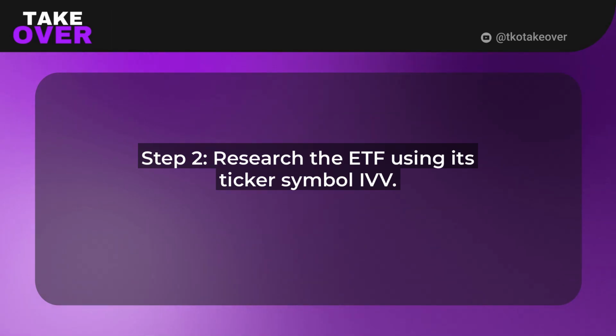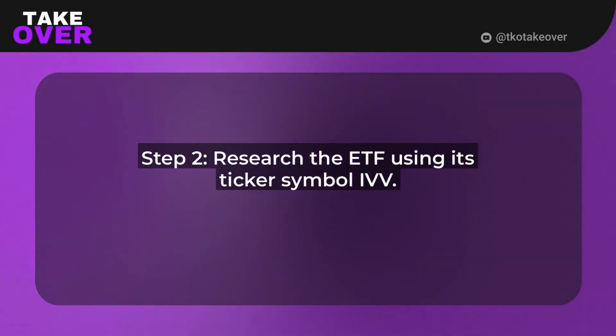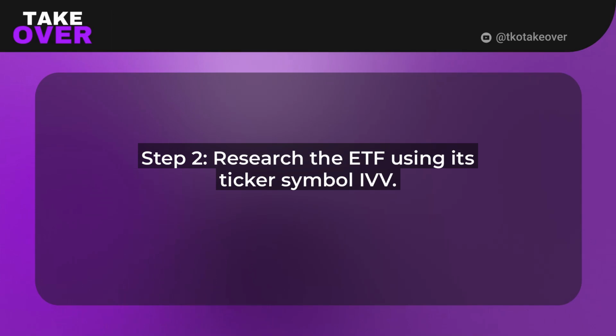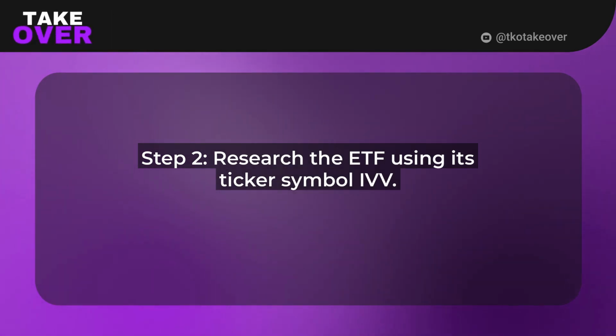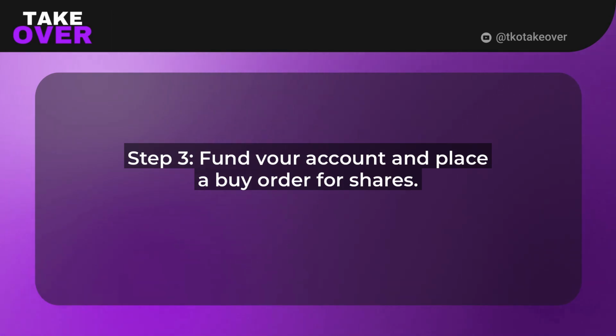Step 2. Do your research. Log into your account and search for the Ishares S&P 500 ETF, which has the ticker symbol IVV. Check its current price, expense ratio, which is usually under 0.03%, which is great, and any recent performance data. Remember, past performance isn't a guarantee of future results.